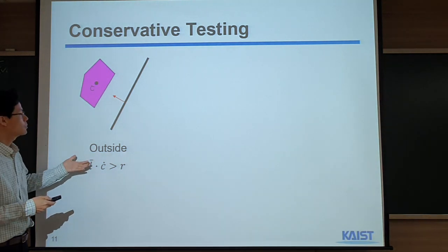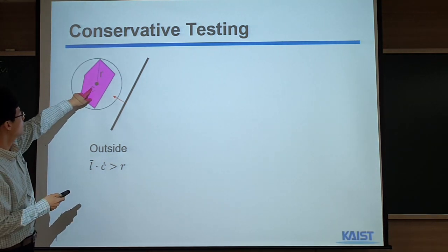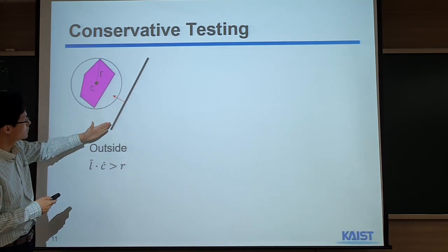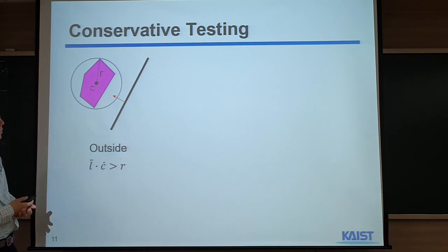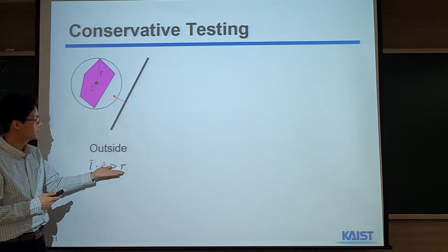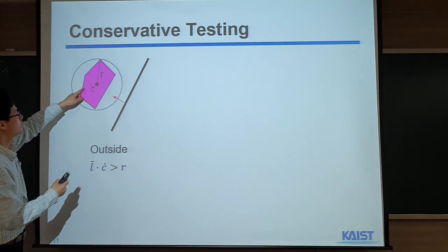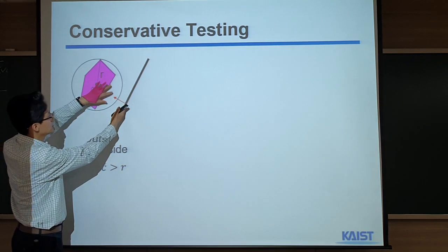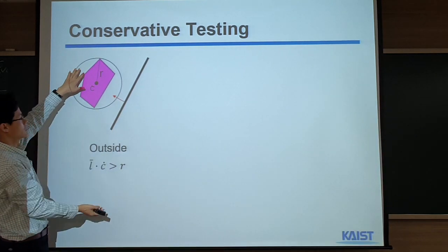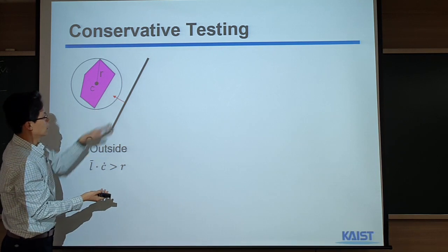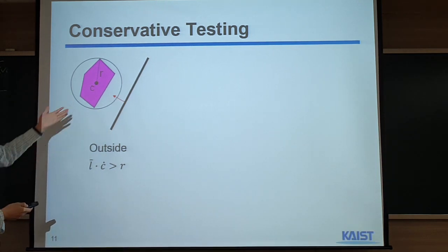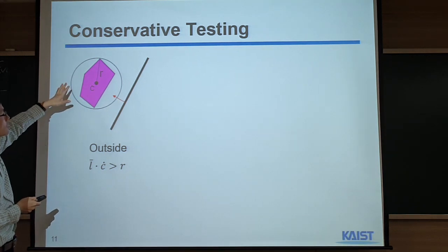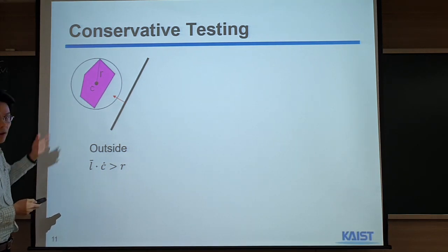By utilizing that property, if I plug this center into this line, and that distance is bigger than r, it means the sphere is outside of this line, right? Then you know that the whole polygon within the bounding volume is outside of the line, so we can cull it away.